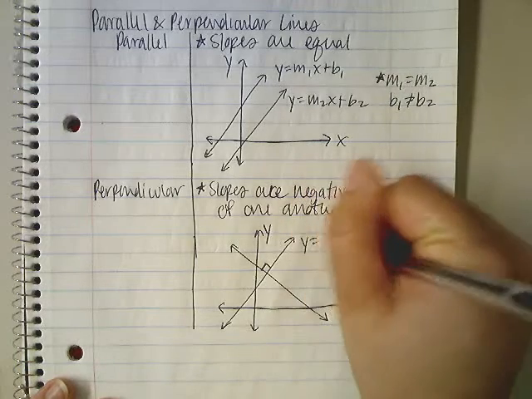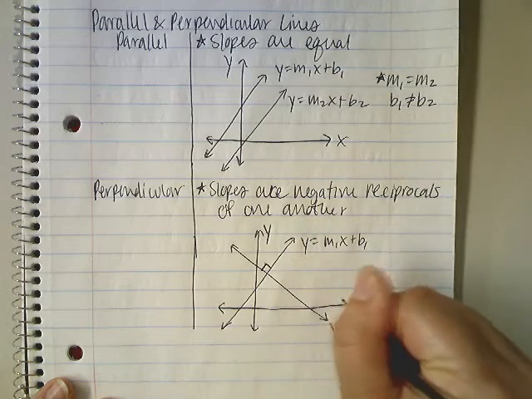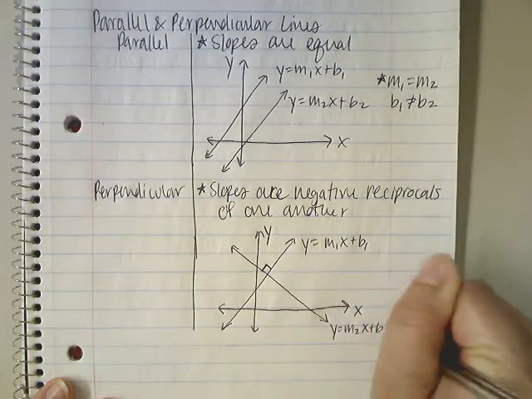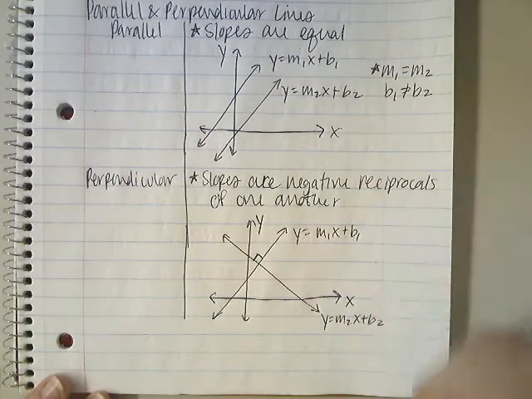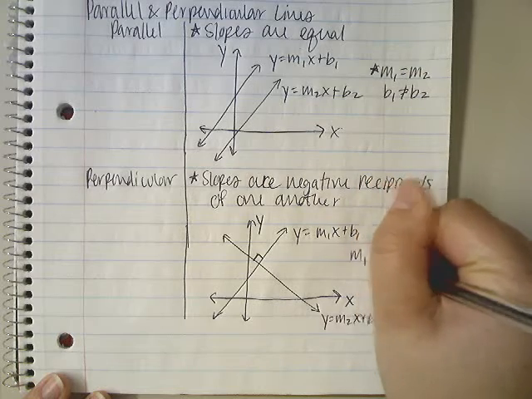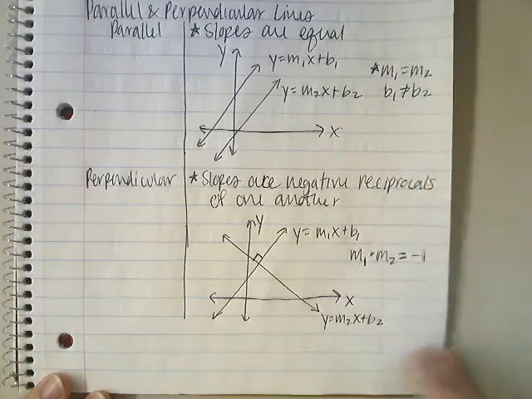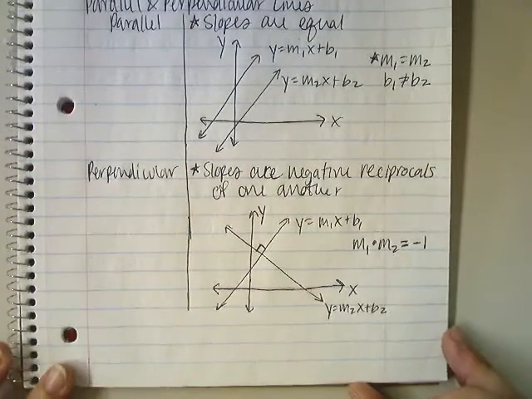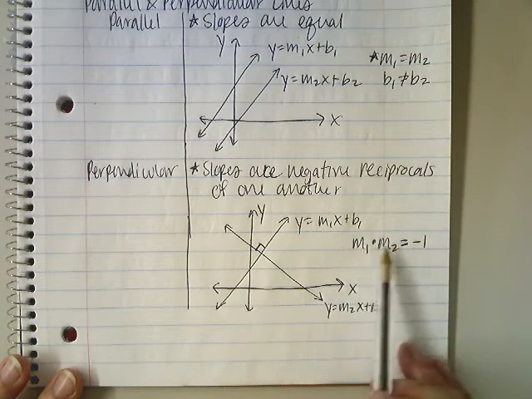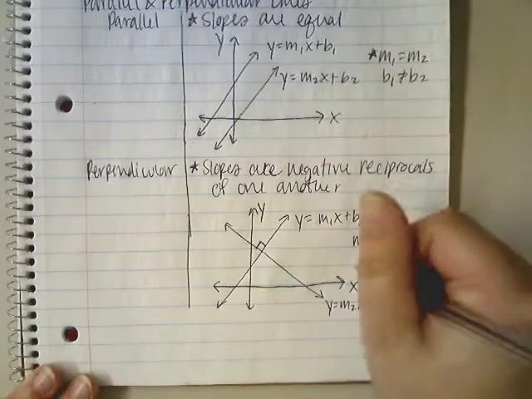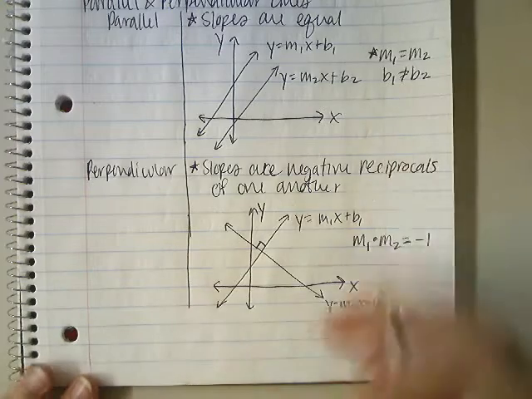So we'll again call this y equals m1x plus b1, and this equation would be y equals m2x plus b2. And in this case, our two lines, our slopes are negative reciprocals, so that means m1 times m2 is equal to negative 1. So if you remember our inverse property of multiplication, if you multiply two numbers by each other and you can cancel them out by doing 1 times 1 over itself. Don't worry too much about that.